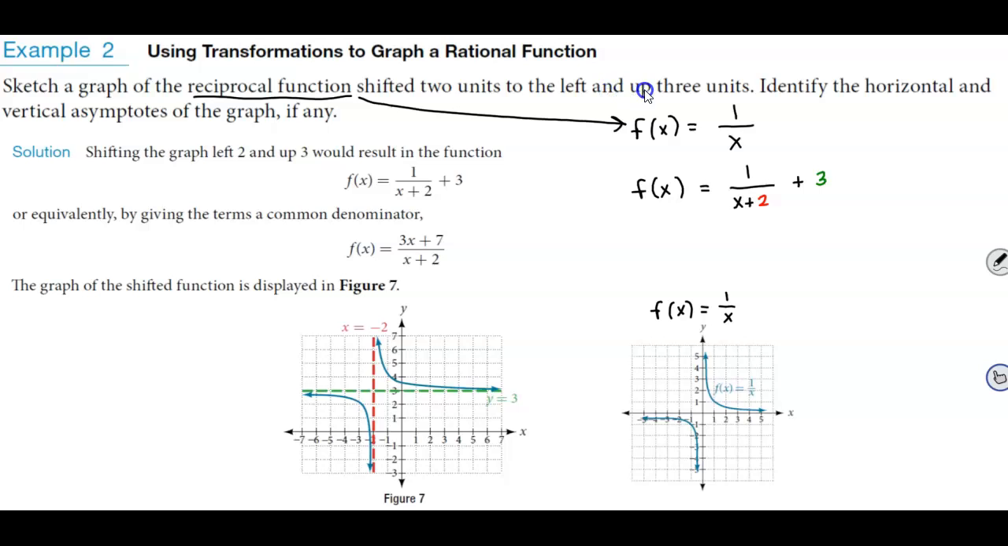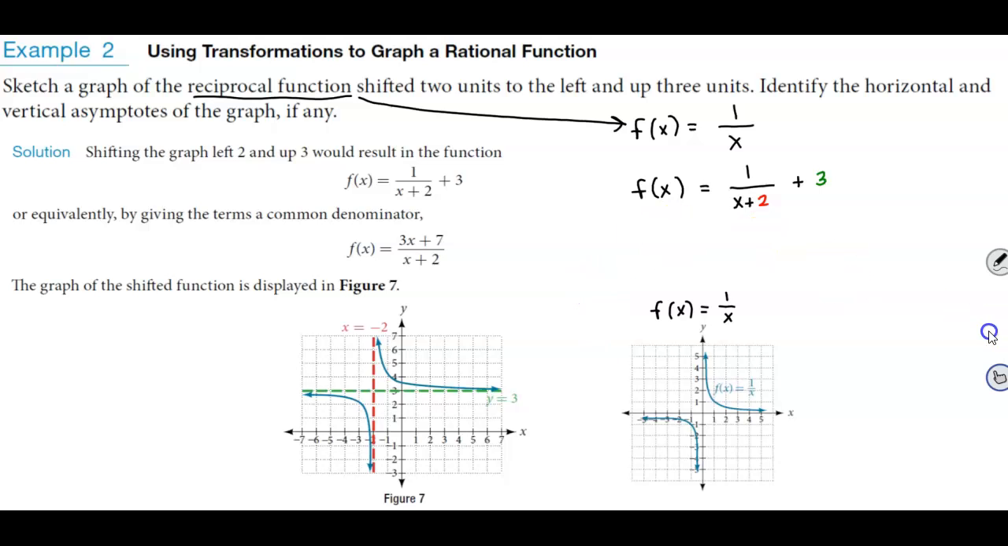And then it says we're shifting it up 3 units, so that we're adding a 3 to shift up. And it says identify the horizontal and vertical asymptotes of the graph, if any. So if we're shifting the graph left 2 and up 3, then it would result in this particular function. Now, we can go ahead and simplify it further with a common denominator, which would be f of x is equal to 3x plus 7 over x plus 2.